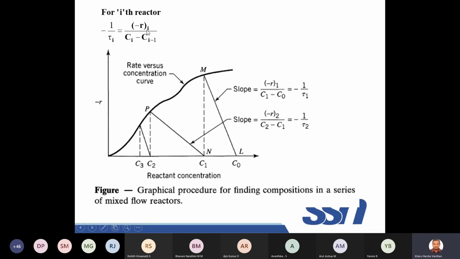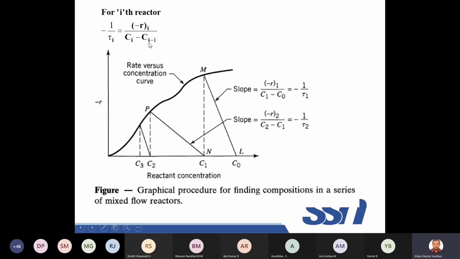This is nothing but, if I draw this on the y-axis, minus 1 by tau is y by x. You assume it is y by x, y on the y-axis, x on the x-axis. Y by x is nothing but slope. Slope is nothing but 1 by tau, or tau 1 if you are assuming the first reactor. If it is the second reactor, then tau 2, tau 3, tau 4, like that.